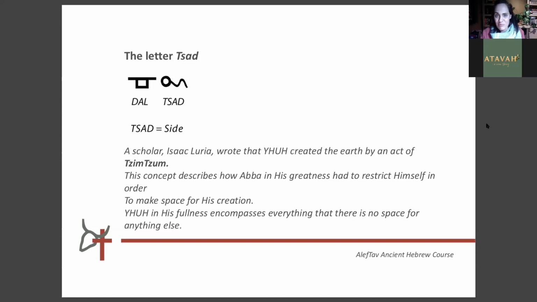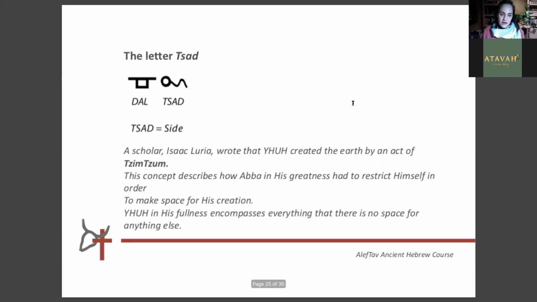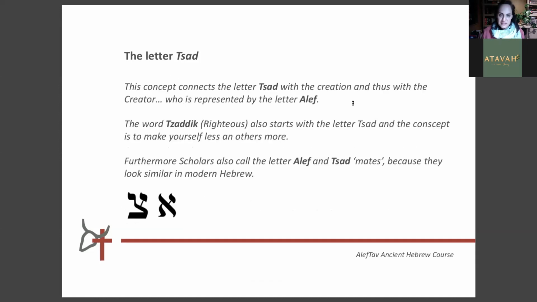That was just mind-blowing to me already. He was so great, but had such a need for company and for us that he made himself less to make space to create us. So this is what the word Tzimtzum means, which starts with the letter Tzad. I'm going to take it slow because I really want you to follow. If you want me to repeat or explain anything again, please say so. This concept of Tzimtzum connects with the letter Tzad, and with the creation story, and thus it connects us with the Creator himself.